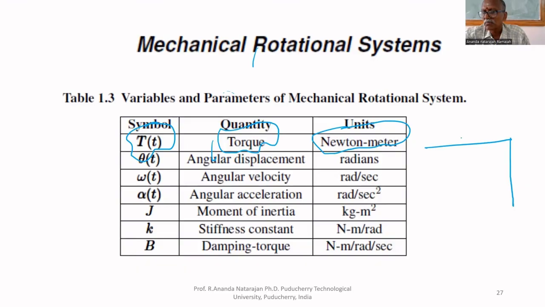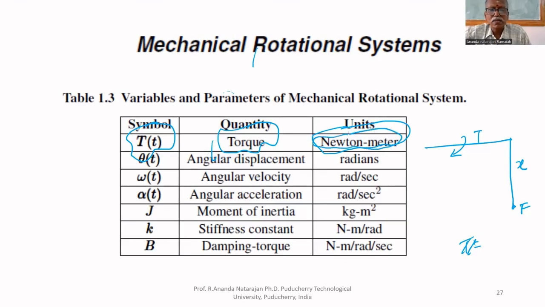Suppose this is subjected to a torque of T, which means a linear force F is applied at this point. This is the distance X. Therefore, the torque T equals Fx. That's why the unit is Newton meter.